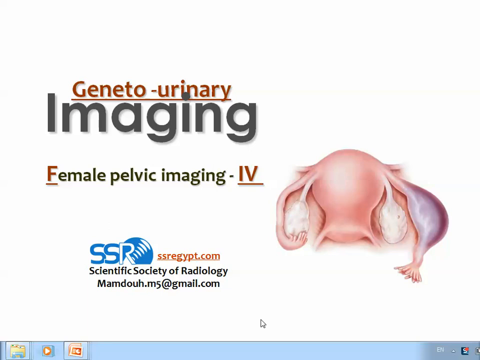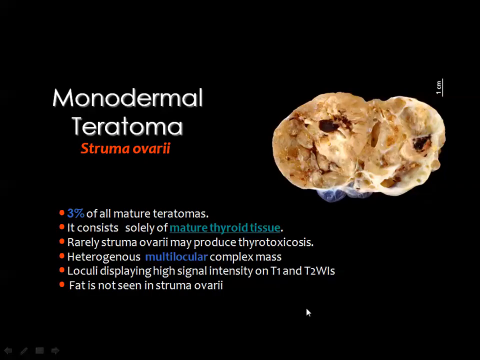Dear colleagues, we will start the fourth part of the female pelvic imaging, and we'll continue the discussion about the ovarian and adnexal pathology. Then we have finished by the ovarian cystic lesions, and we mentioned the mature teratoma, the cystadenoma mucinous type, and the serous type.